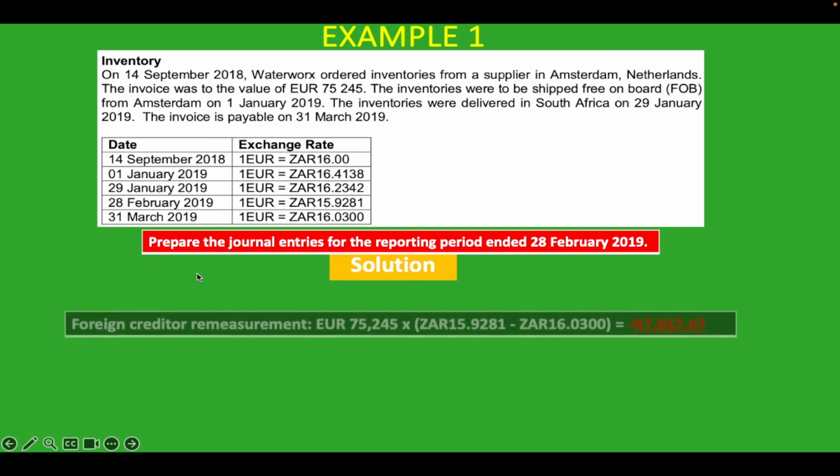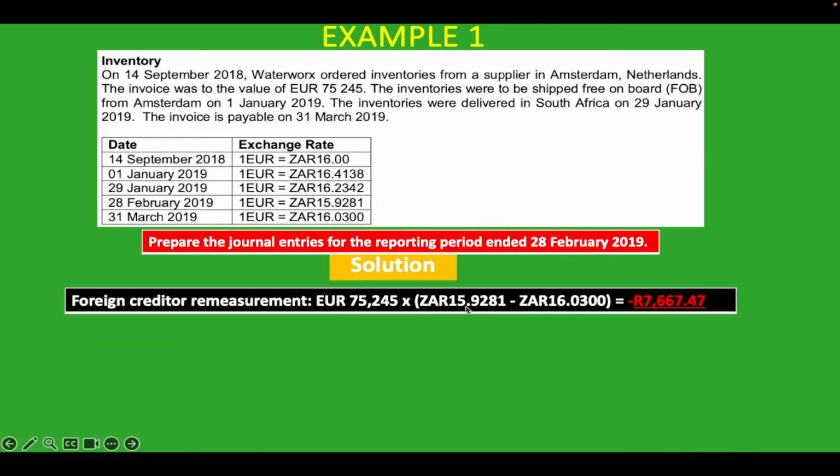So here's how it's going to look. You take the euros multiplied by the previous spot rate, which is at year end, 15.9281, minus the current spot rate at the date at which we're paying our supplier, 16.03, and that will give us a negative 7,667 rand 0.47 cents.